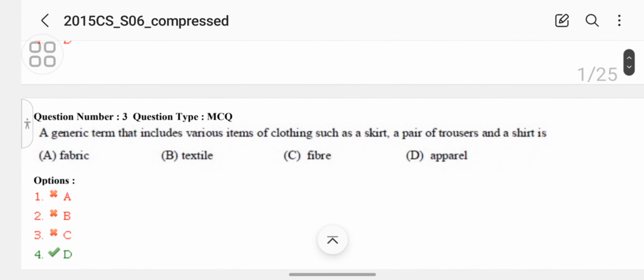So third: a generic term that includes various items of clothing such as a skirt, a pair of trousers and a shirt is what? So for this the answer is D, that is apparel.